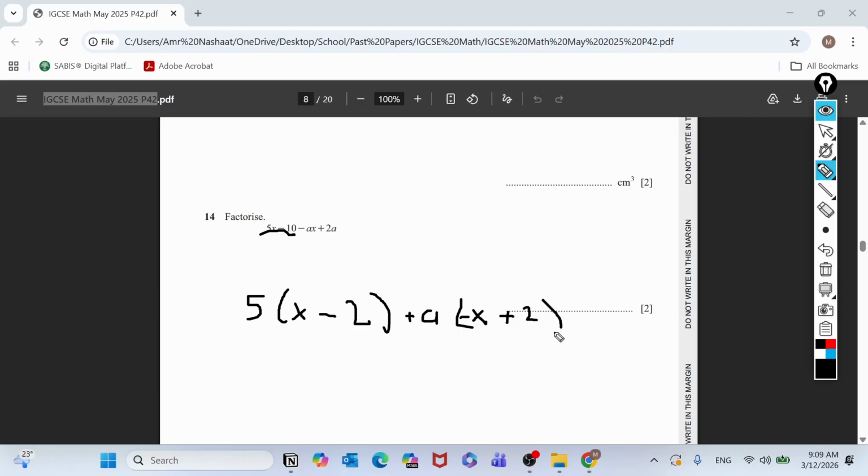And then what can you do? Oh, no. Here you should take out negative a. Because then if you take out negative a, you're going to be left with, again, x minus 2. So now you can factor 5 and the minus a. So you can have 5 minus a.